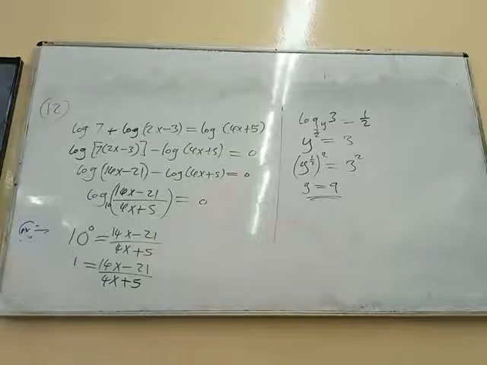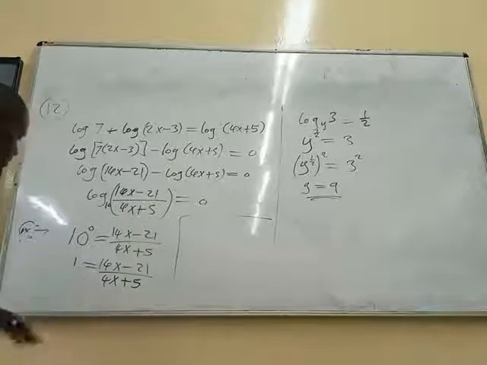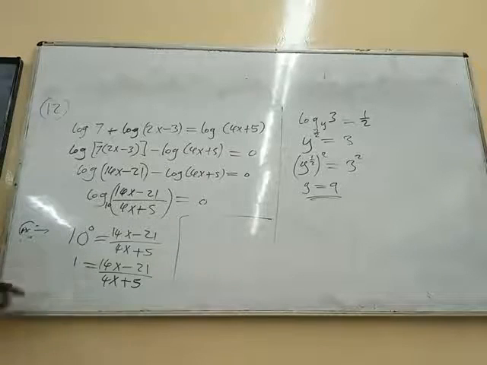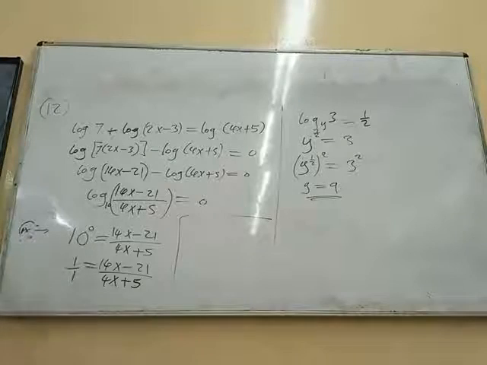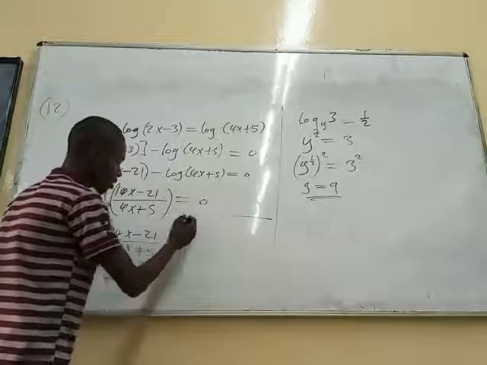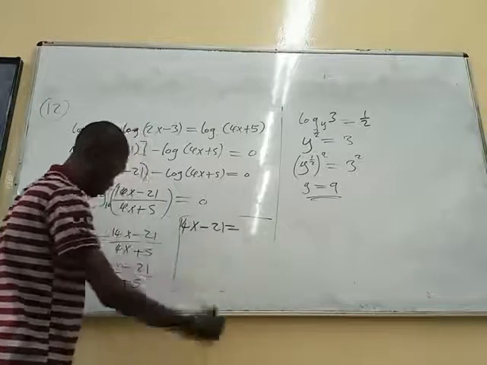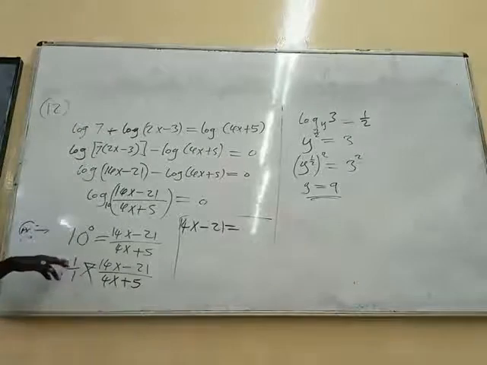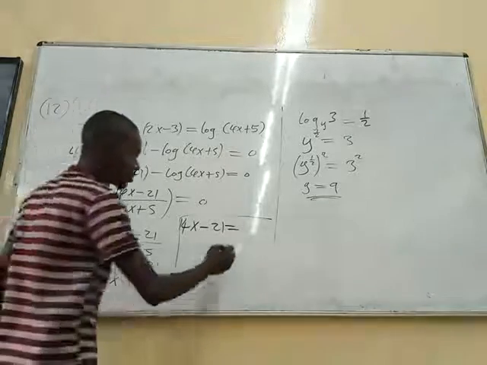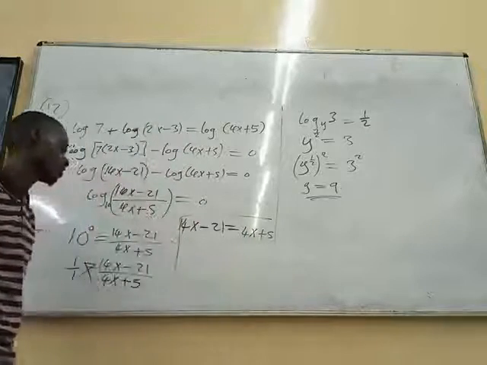So here now we can cross multiply. Let me just solve it from there. When we cross multiply, this one is over 1 there. So we're going to have this 1 times 14x minus 21. We'll get the same 14x minus 21 being equal to this 1 times 4x plus 5. We'll get the same thing.